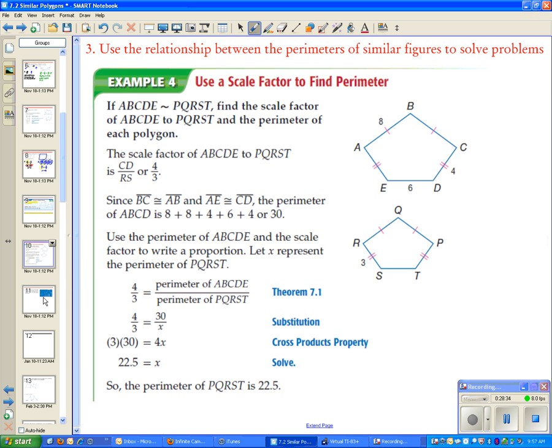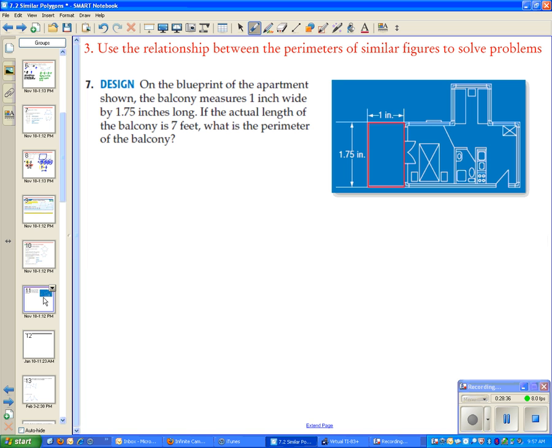I think we'll skip that. Let's do number 7. On the blueprint of the apartment shown, the balcony measures 1 inch wide, right there, by 1.75 inches long, right there. If the actual length of the balcony is 7 feet, what is the perimeter of the balcony?